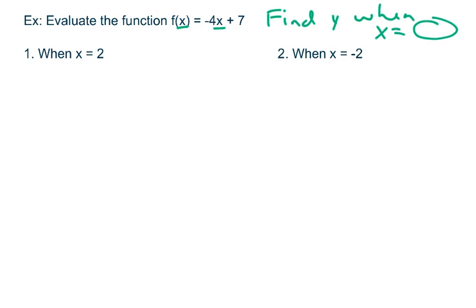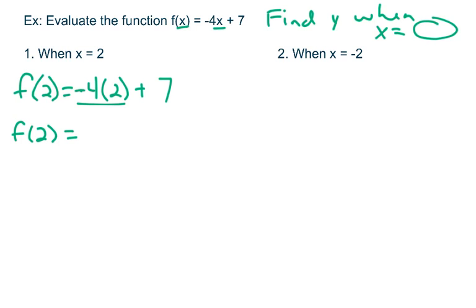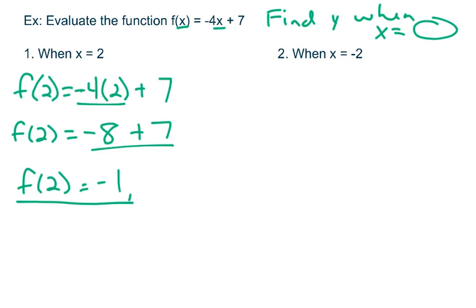So let's start with number 1. Whenever I see an x, I'm now going to make it 2. So it's going to be f of 2 equals negative 4 times 2, because there's an x, plus 7. We can do negative 4 times 2. This is still f of 2. Negative 4 times 2 is negative 8, plus 7, and then we can do negative 8 plus 7. F of 2 is equal to negative 1. This is your final answer. F of 2 equals negative 1.